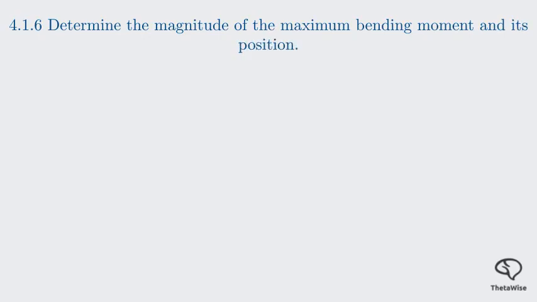Looking at our bending moment diagram, we have several key values. At B, the moment is 32.5. At C, it's +5, and at D, it's 40. By convention, the maximum bending moment refers to the largest absolute value. Comparing 32.5, 5, and 40, the largest absolute value is 40 kilonewton meters, which occurs at point D.